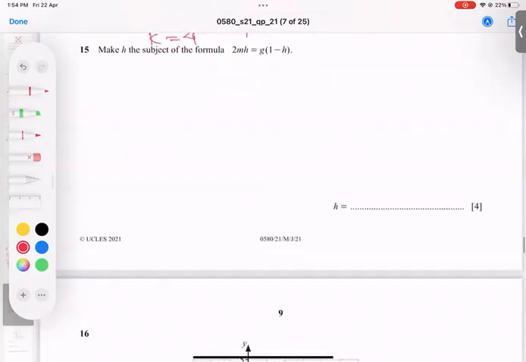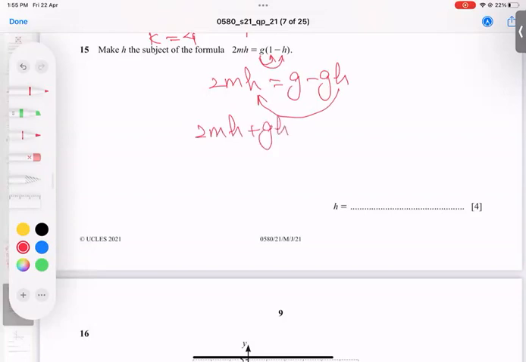So how to make h the subject? We have h, so there are two h involved. So we have to bring them to one side. So g multiplies with 1 and g multiplies with h. G times 1 is g, and g times h is gh. Here it's a positive sign, I will not shift, but here it's a negative sign, I will shift this to the left hand side. So 2mh plus gh is equal to g. Here h and h match, okay? So take h common outside, and 2m plus g inside.